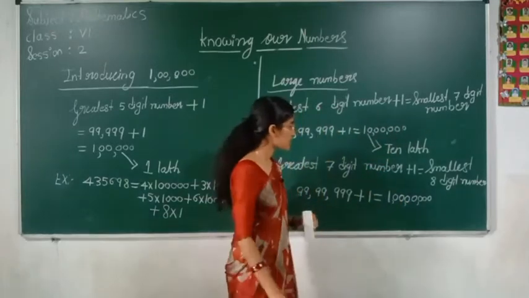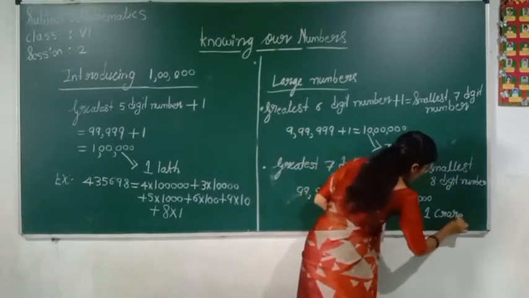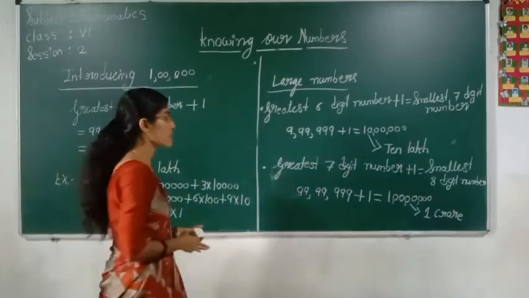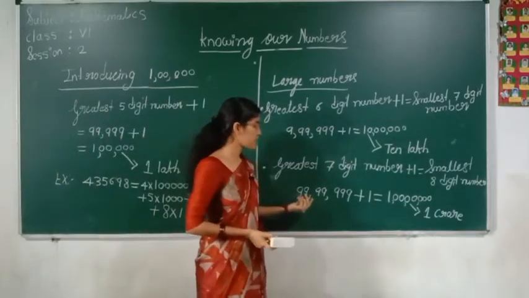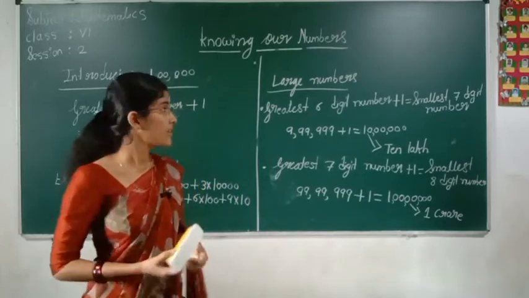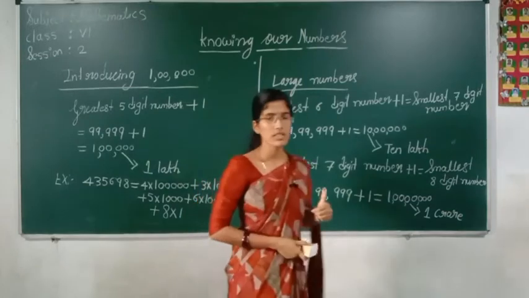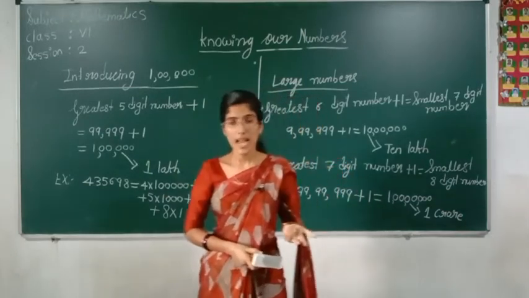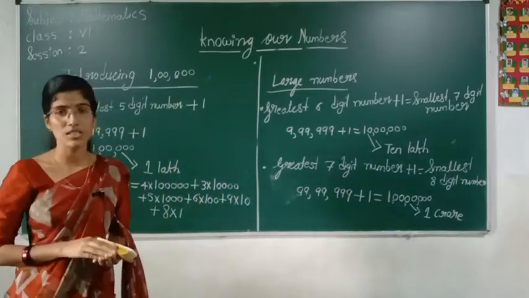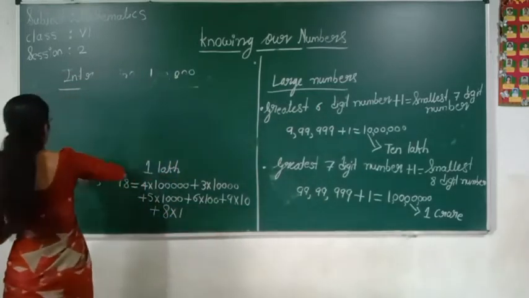So this is nothing but 1 crore. What are we going to call it? The smallest 8-digit number is called 1 crore. This 1 crore comes after 99,99,999. We came to know how 10,000 will come, then 1 lakh, 10 lakh and crore. We have learnt so many large numbers up to crore. Yes or no?